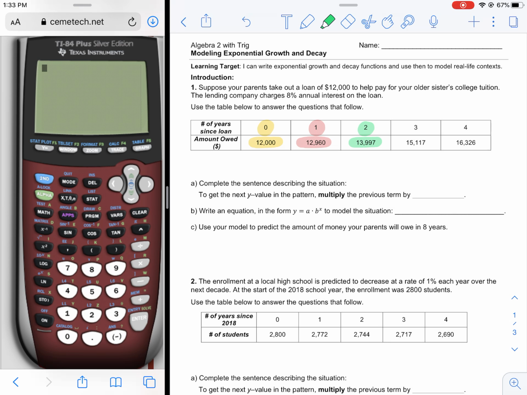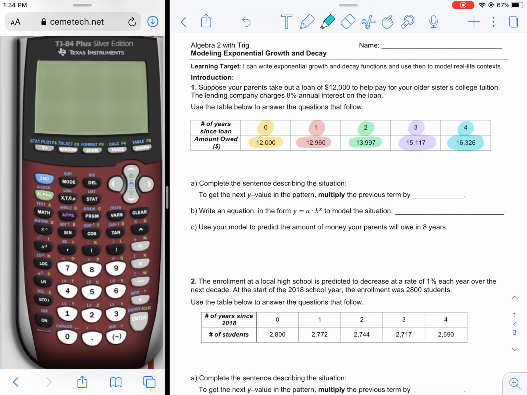Okay, so notice that as the year increases, the total amount that your parents owe is also going to increase. And when something increases by a percent, that models exponential growth, and if something decreases by a percent, that's going to be an exponential decay. Okay, so we're going to use this table to answer some questions.